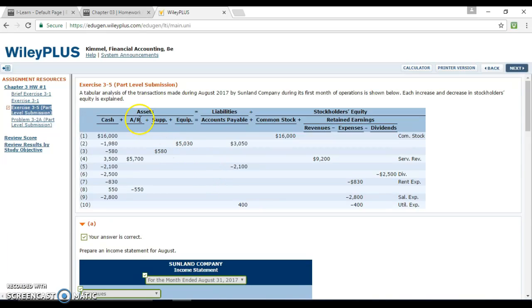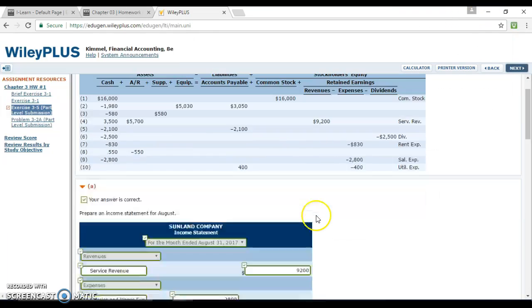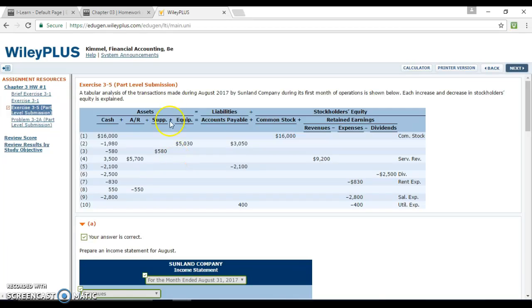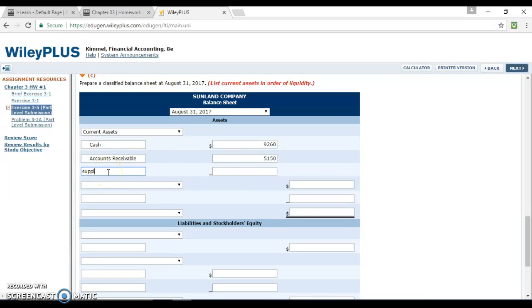The next item that we have for current assets would be accounts receivable. As we see here, we have $5,700 in accounts receivable minus the $550. So that equals $5,150. So we're going to go ahead and put accounts receivable here, and our total was $5,150. The next thing that we have as far as assets go are supplies. There's no other transactions as we can see here. So our balance right now is $580 in supplies.